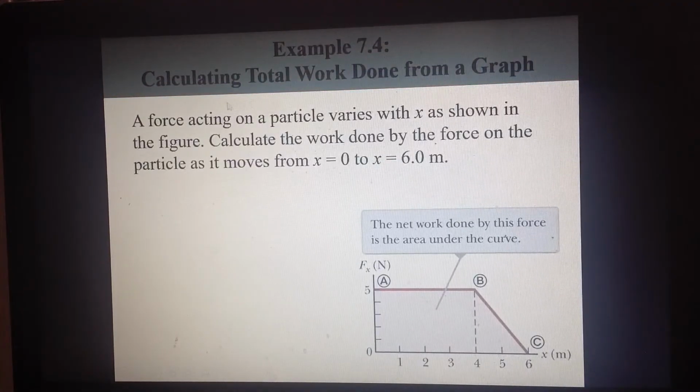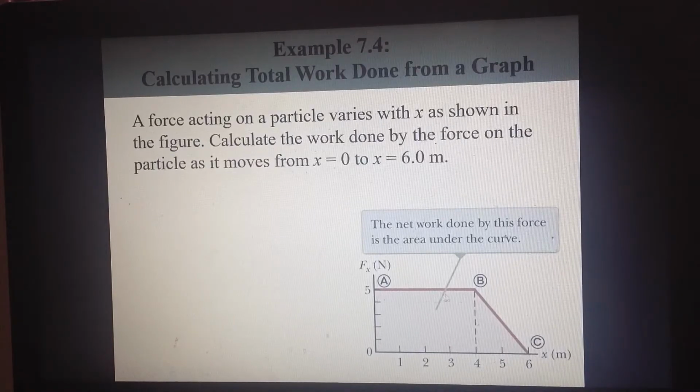All right. So now let's look at this example right here. In this example, we're going to calculate the work done by the force that is given by this picture. We have a force that is going to move an object from this point to this point right here. The total displacement is 6.0 meters. But notice that the force is not constant, the force is changing.